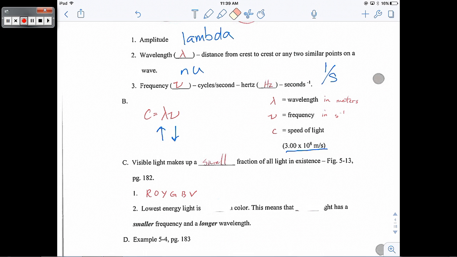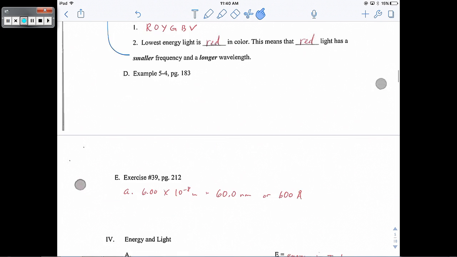It's good to know that the lowest light energy is red. Low energy means lower frequency or smaller frequency. The light is oscillating up and down less quickly. And going back to our equation here, if it's less frequency, that means it's longer wavelength. Okay, so red has longer wavelength, lower frequency, which gives it the lowest energy.